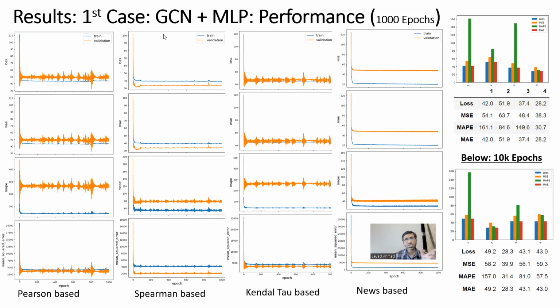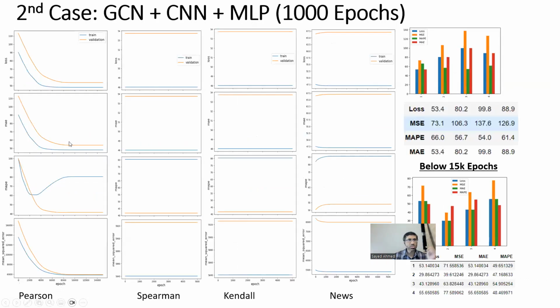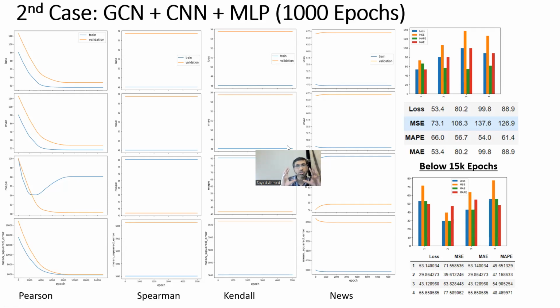I think the first case means GCN plus MLP. The second case means GCN, CNN, and MLP. It is the closest matching to the paper. The paper used multiple blocks of it; I just used one block. Another thing is the paper is not sure whether the GCN has multiple layers or not, but in mine there are multiple layers of GCN, then one layer of CNN, and then MLP. That's how my model worked.